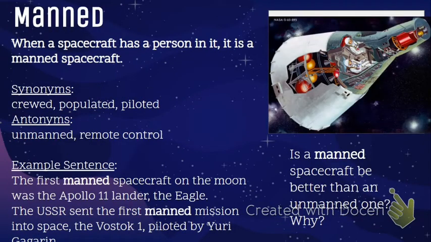Manned. When a spacecraft has a person in it, it is a manned spacecraft. Synonyms would be crewed, populated, or piloted, and antonyms would be unmanned or remote control. Example sentences here. The first manned spacecraft on the moon was the Apollo 11 lander, which is called the Eagle. The USSR sent the first manned mission into space, the Vostok 1, piloted by Yuri Gagarin. Here is a manned space capsule with 2 astronauts, or maybe cosmonauts in it. I believe this is a Gemini space capsule with 2 astronauts in the picture. Is a manned spacecraft better than an unmanned one? Why?